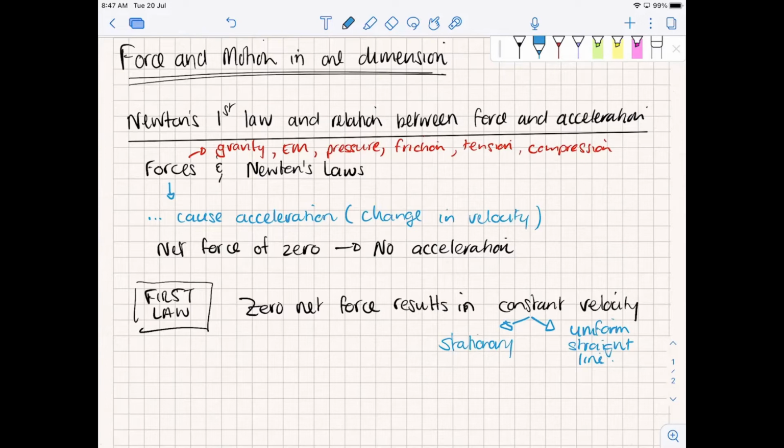So if we think about something orbiting the Earth, okay, it might be traveling at the same speed, but it's constantly changing direction, which means there's a change in velocity, which means there must be some force acting upon it, right? Because there's acceleration. And this force is gravity, right? Gravity is pulling this object towards it, and it causes this change in direction.